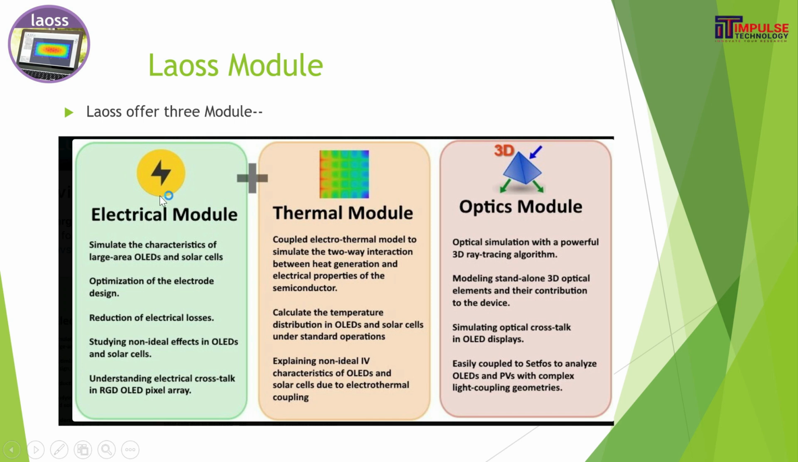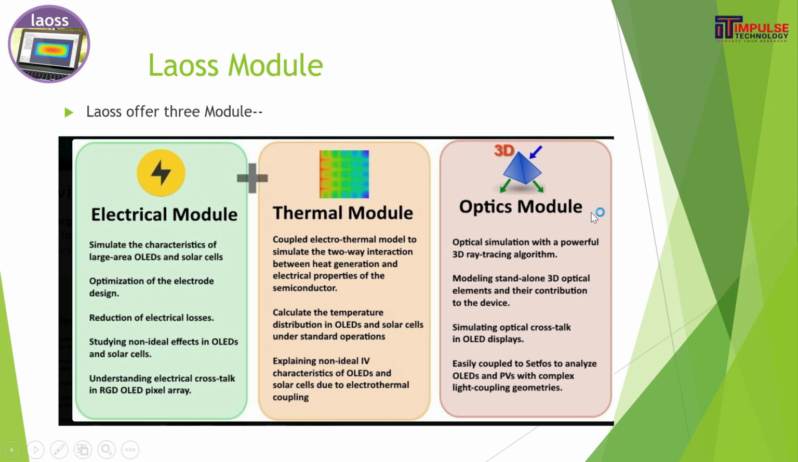Here we can couple electrical plus thermal also, because without the electrical we can't calculate the thermal property here. So you can see a coupled electro-thermal model to simulate two-way interaction between heat generation and electrical properties of the semiconductor. Calculate the temperature distribution in OLED and solar cells under standard operations. Explaining non-ideal IV characteristics of OLED and solar cell due to electrical-thermal coupling. We can use that type of module to calculate temperature type of problems.